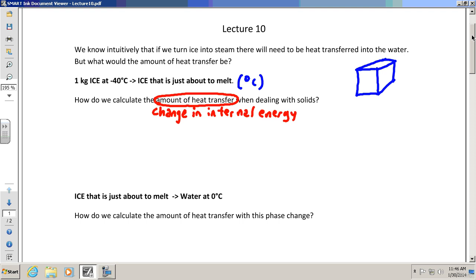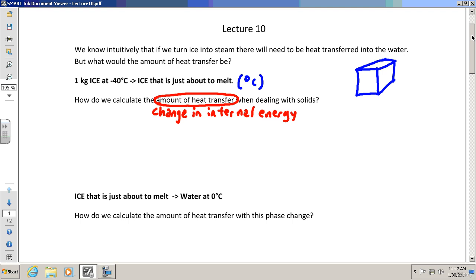When dealing with solids, what do we do when we have solids? I'm not talking about gases, I'm not talking about liquids, I'm talking about solids, and that's going to be really important. So we're talking about just solids, no phase changes here, just solids that change temperature. How do we do that?